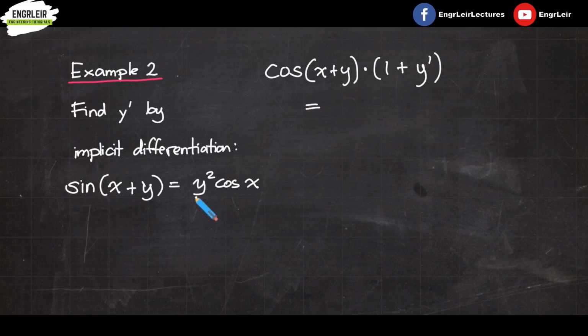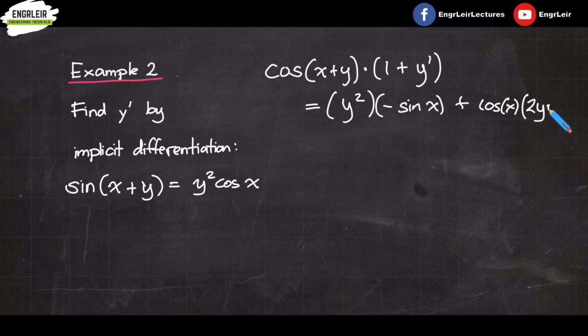Is equal to, this is y squared and cosine x. So, I can do a product rule here. Product rule: that would be y squared times the derivative of cosine, which is negative sine x, plus copy the cosine, and then times the derivative of y squared. So, that would be 2y y prime.